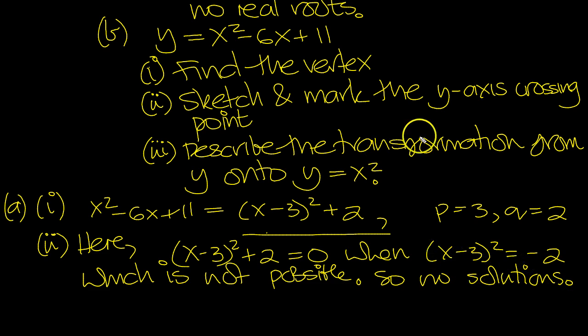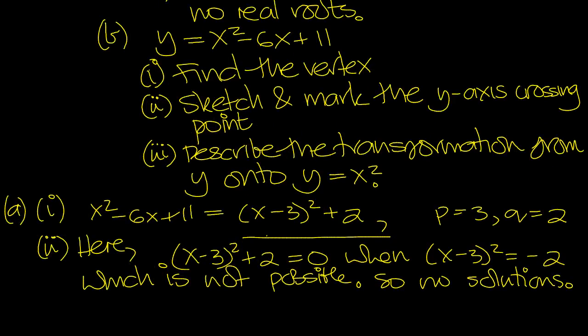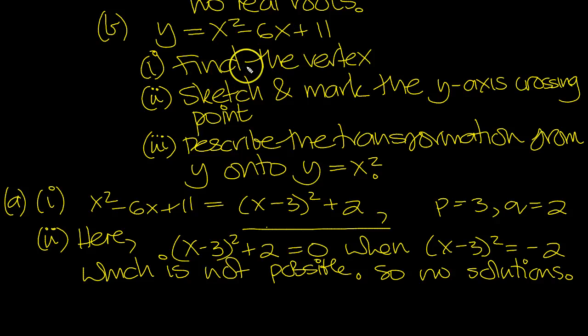Okay, that's that part done then. So part B now. This is the curve. Find the vertex. So B, part 1 then. Let's find the vertex.